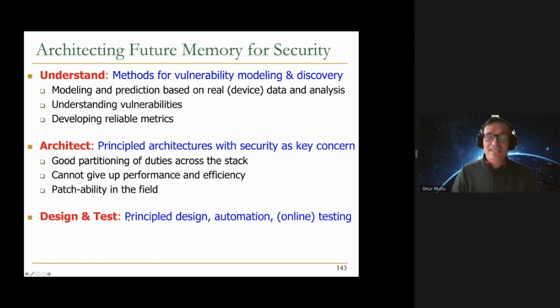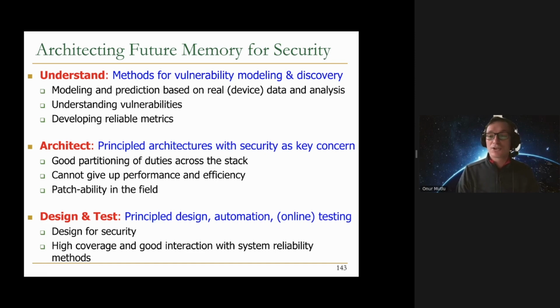So design and test is also clearly important. We need to have principled design, automation, and online testing methods to discover these errors. That requires a design for security at the very low levels of the hardware. But this, of course, needs to have high coverage and needs to have good interaction with system reliability methods.